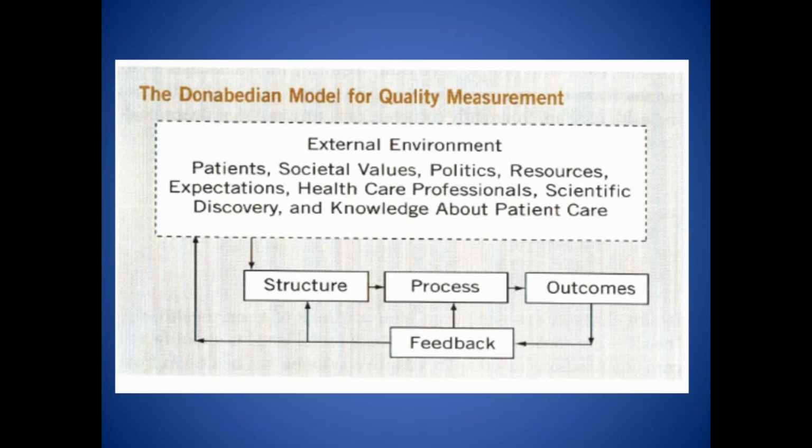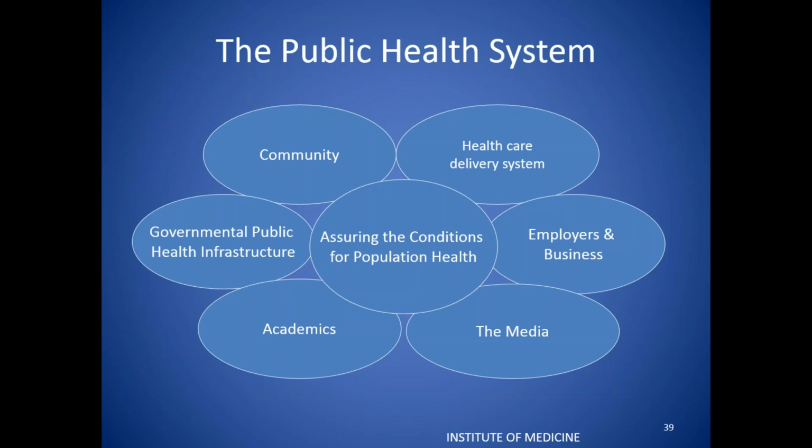One other more simplified model of Abedian, talking about quality, again talked about the external environment, but simplified the model, talking about the structure of the system, the processes involved within the system, and the outcome or results. And once again, using feedback to modify those and continuously readjust what we're doing based on our successes and failures.